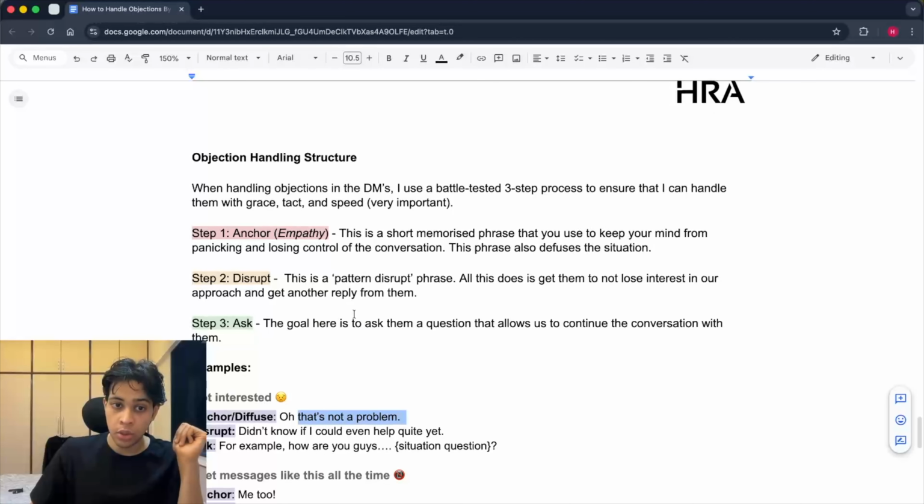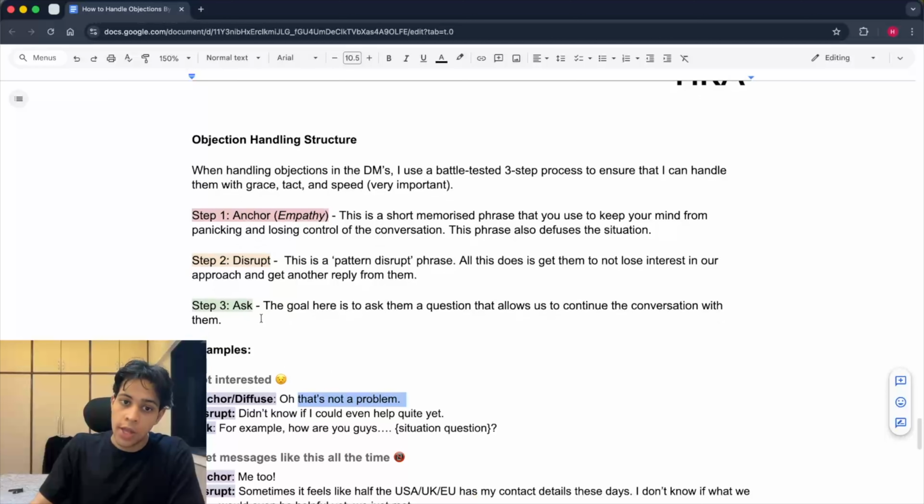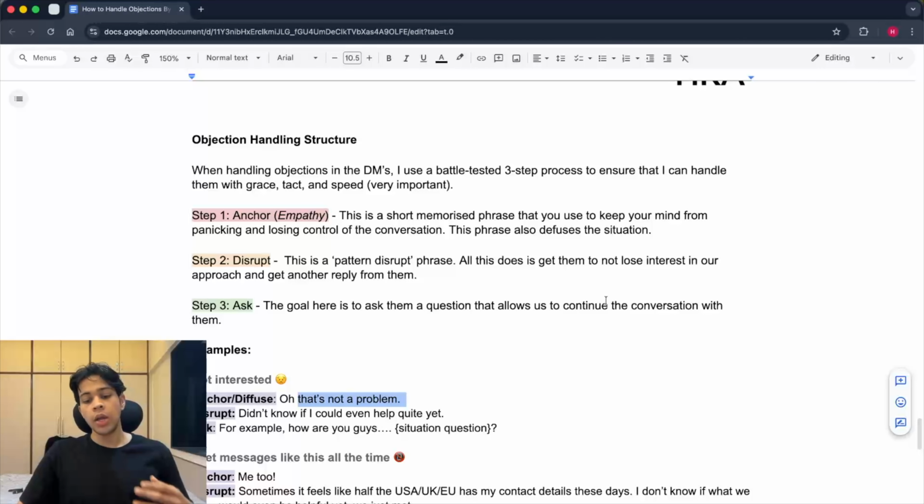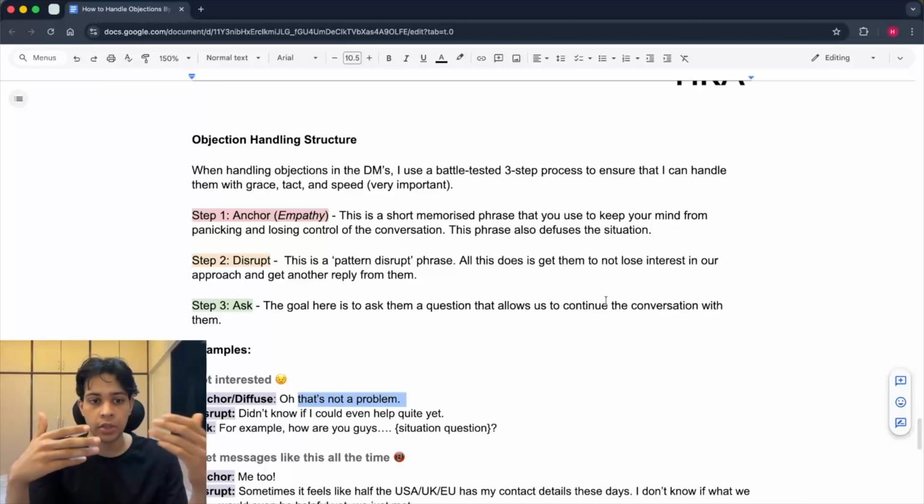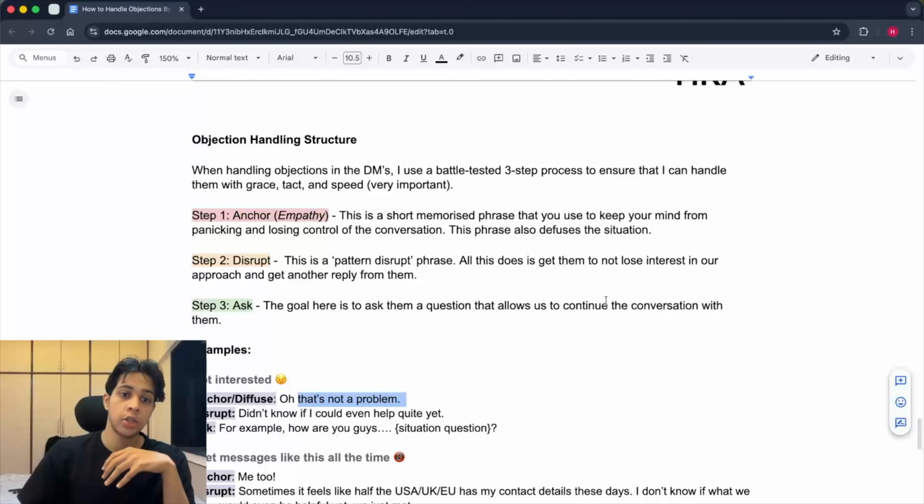Step 2, you disrupt them. Here, it's a simple pattern disrupt phrase. All this does is get them not to lose interest in our approach and get another reply from them. That's what we're doing in the second step. And third step, the goal here is to ask them a question that allows us to continue the conversation. Essentially, once they're speaking to you, you want to continue the conversation as long as you can, so that way you can get them booked in. So we've got to get them hooked, and get them curious about whatever we're doing.